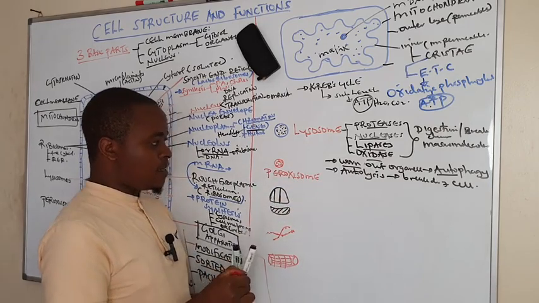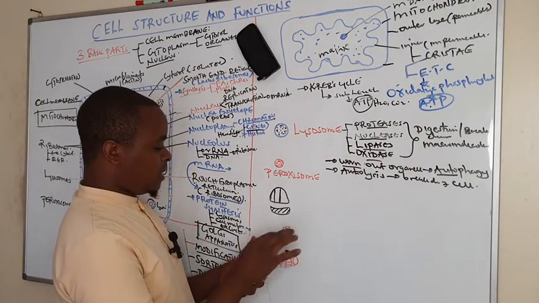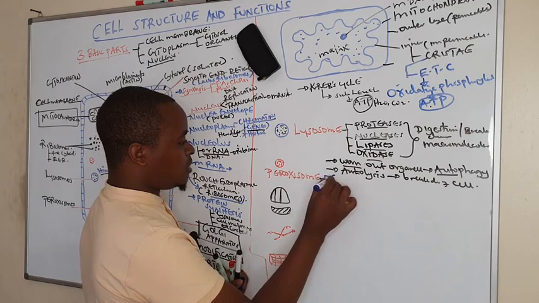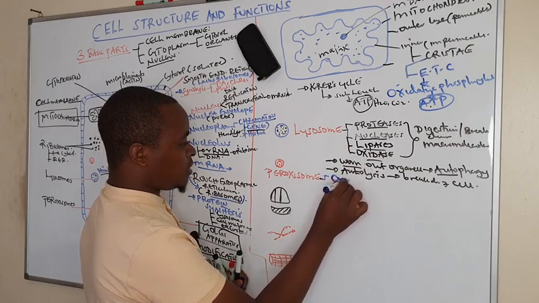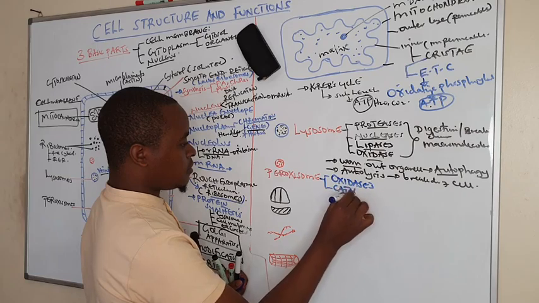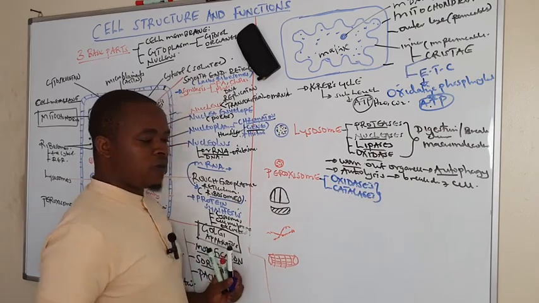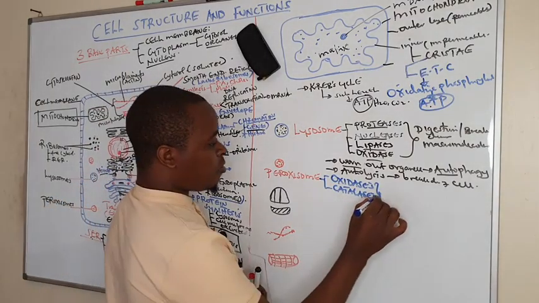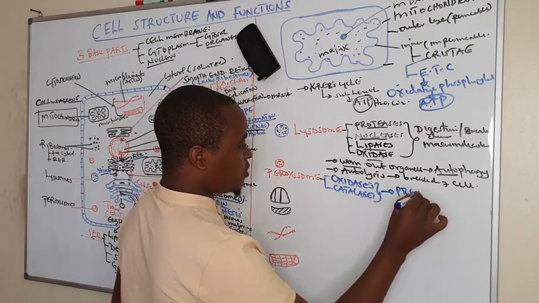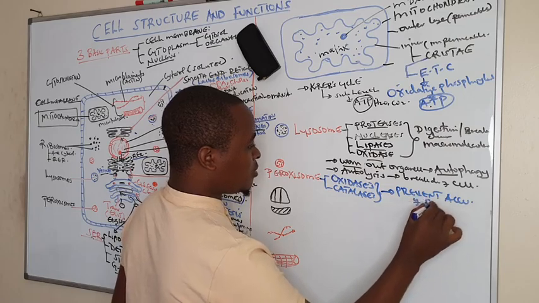It looks like the lysosome, but this one contains major enzymes, which include oxidases and catalases. And these enzymes are the ones responsible for prevention of free radicals. They prevent accumulation of free radicals or reactive oxygen species.